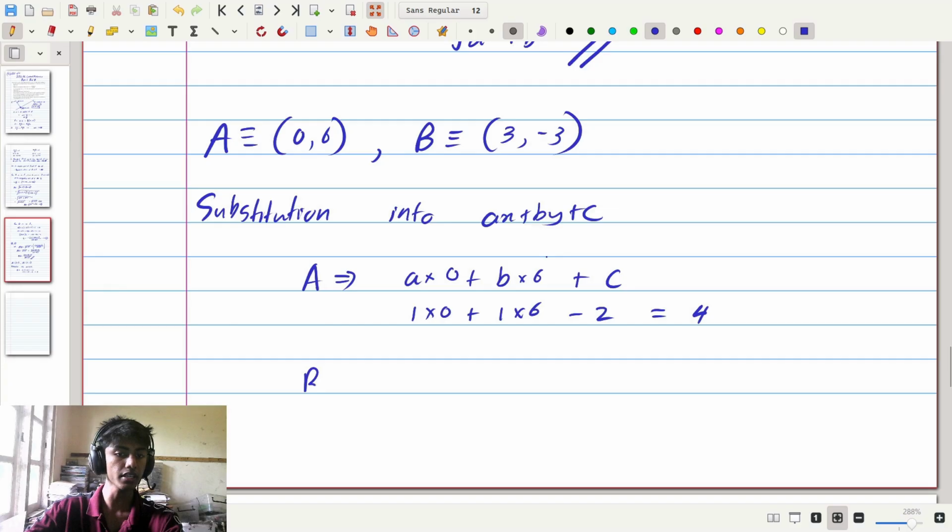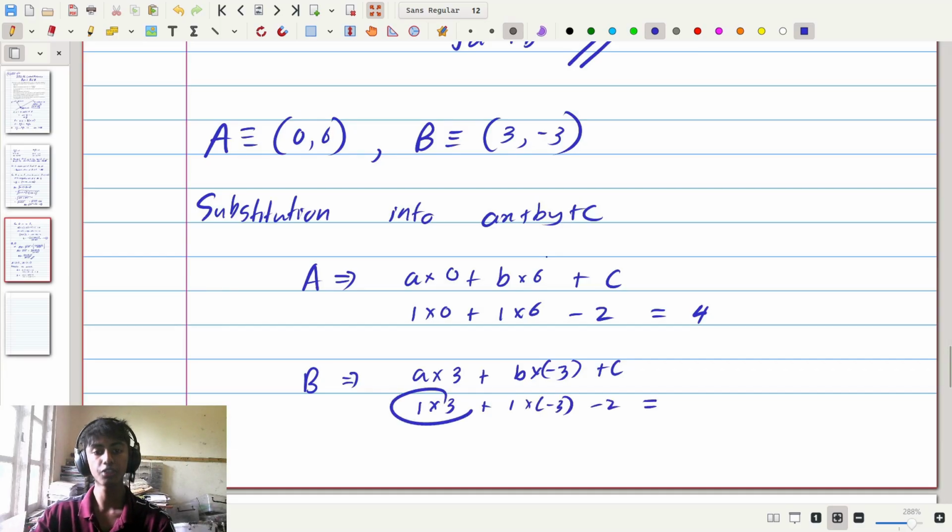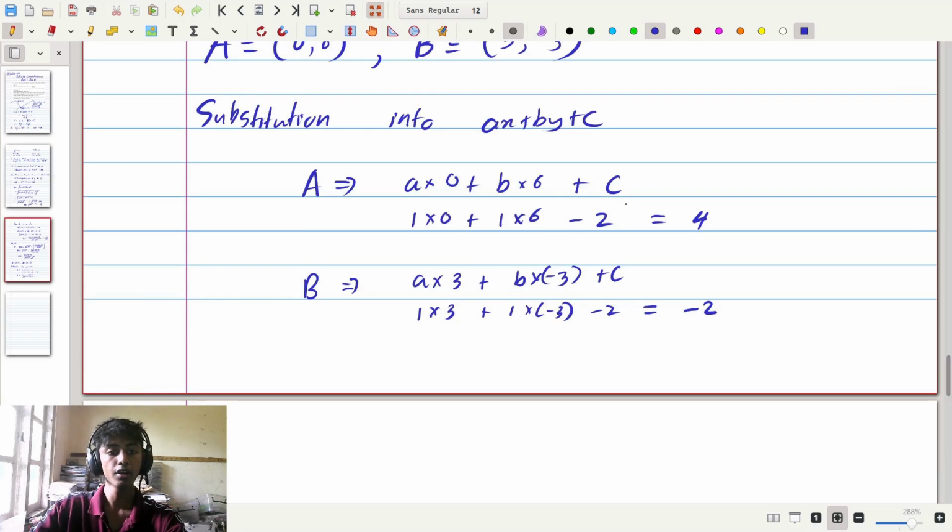Now, considering B, for the point B, we get a times 3 plus b times minus 3 plus c, which we substitute the values of a, b and c from our line. a is equal to 1, so we have 1 times 3. b is equal to 1, so we have 1 times minus 3. And c is equal to minus 2, so we get 3 minus 3 minus 2. These two cancel out, leaving us with minus 2, and therefore the value here is minus 2. Therefore, if you multiply the two together, 4 times minus 2 is equal to minus 8, which is clearly less than 0.